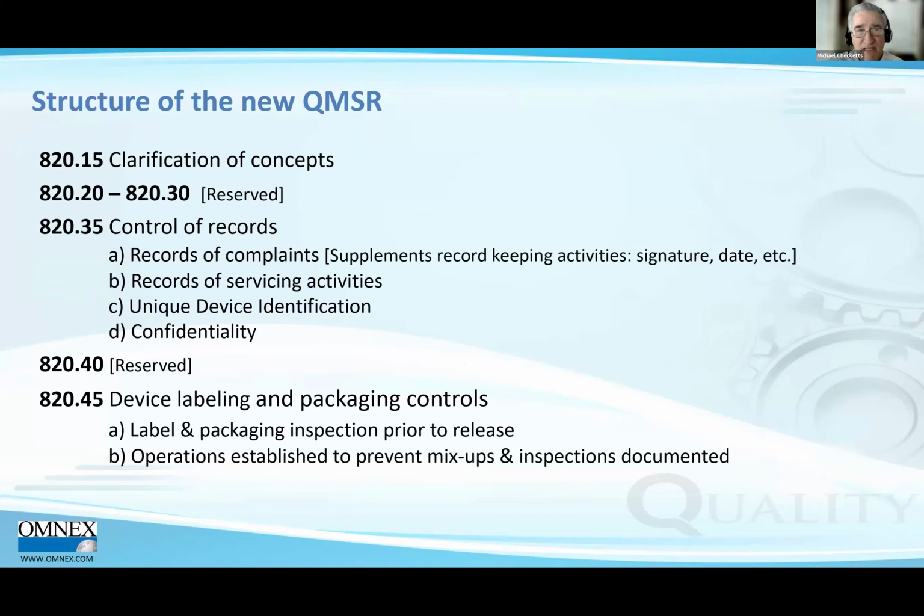820.15 talks about clarification of concepts. The former 820.20 and 820.30 are now reserved. They did originally have information that is now covered by 13485. Control of records, 820.35: records of complaints, supplements, your record keeping activities, signatures, states, etc. This is in addition to the record requirements of 13485. It talks about records of servicing activities, UDI, and confidentiality. So these will go beyond 13485 requirements.